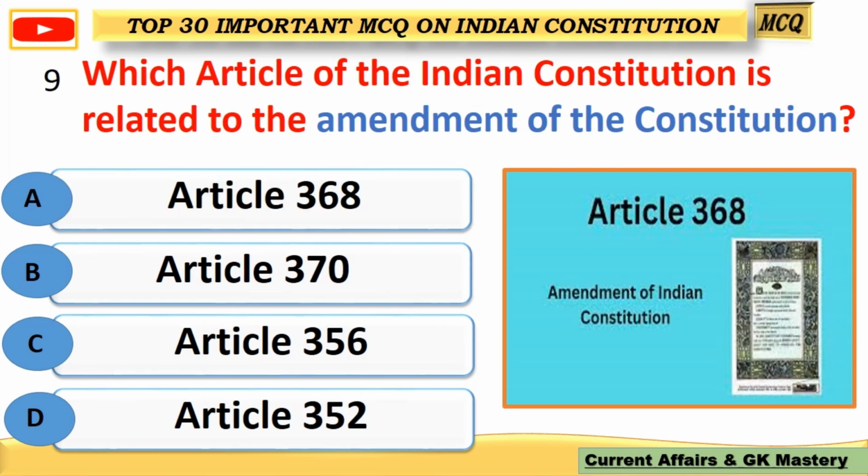Next, which article of the Indian Constitution is related to the amendment of the Constitution? A. Article 368. B. Article 370. C. Article 356. D. Article 352. Correct answer is A. Article 368.